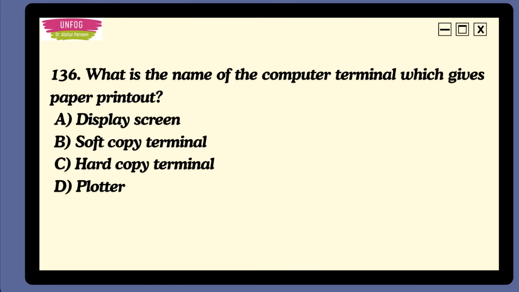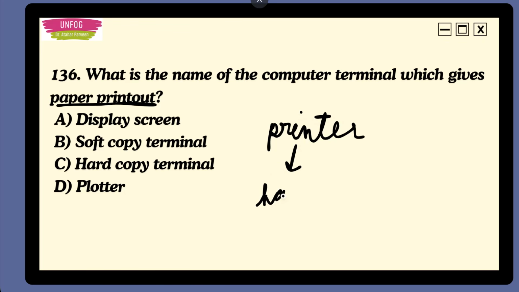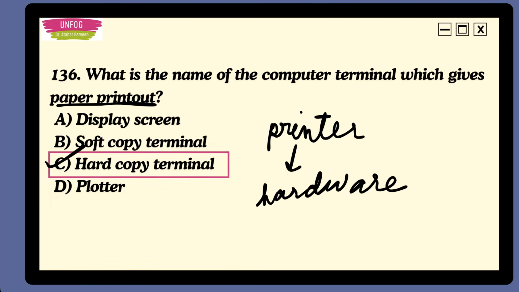Next, what is the name of the computer terminal which gives paper printout? So we know that paper printout is something hardware, because I just told you it is something that you can touch and feel. You get a paper printout through a printer. Now, is printer software or hardware? It is hardware, because you can touch and feel a printer. That is why the answer is hard copy terminal. Okay.